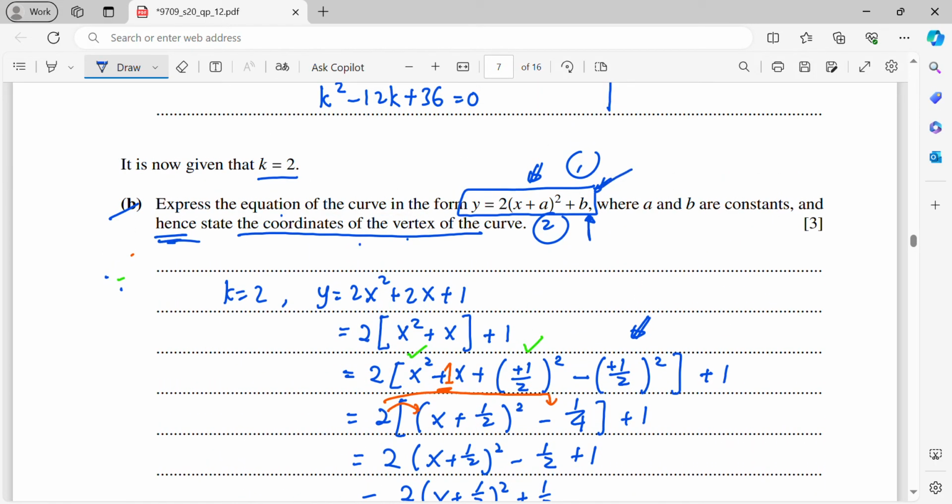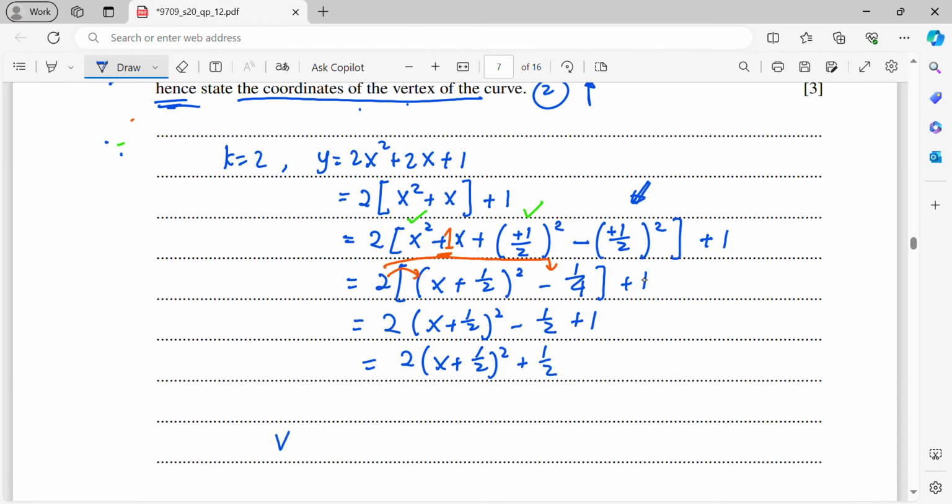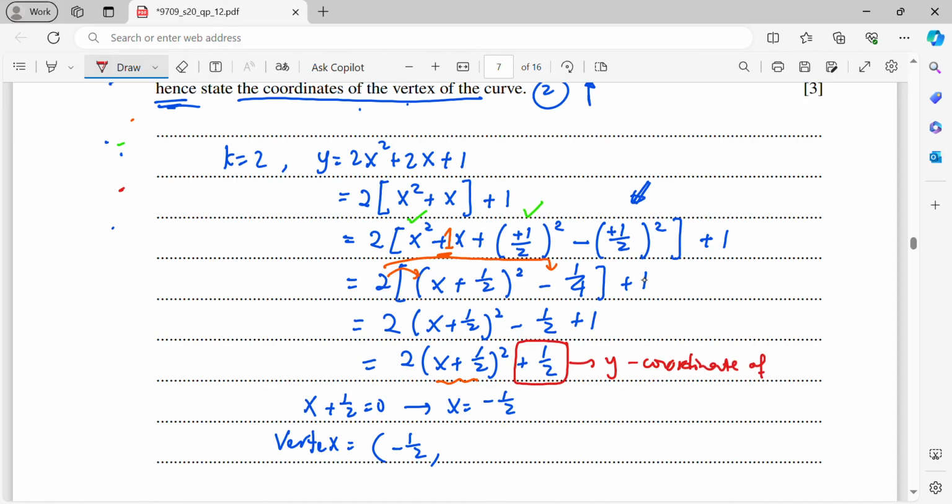Now, hence, state the vertex. So, basically, the vertex is the maximum or minimum point. So, you just let this be 0. Right? So, probably I will write here, x plus half equals to 0. That means your x is negative half. So, that is my x coordinate of the vertex, negative half. And then my y coordinate of the vertex is going to be plus half. This is my y coordinate of the vertex. So here I will just add on positive half. So that's all for the solution.